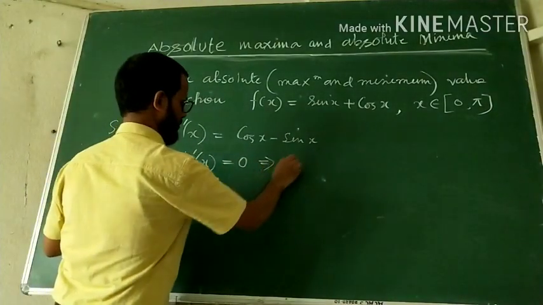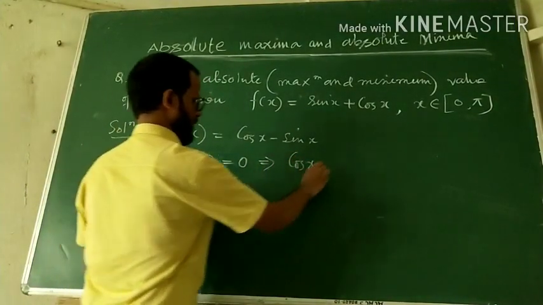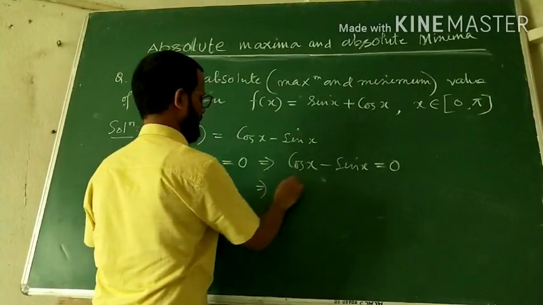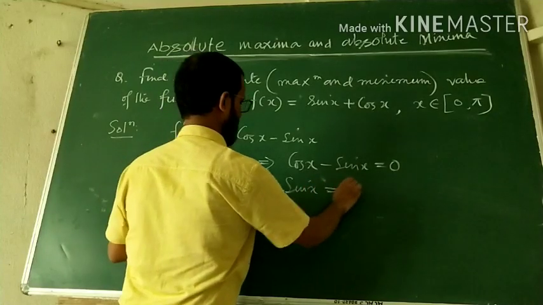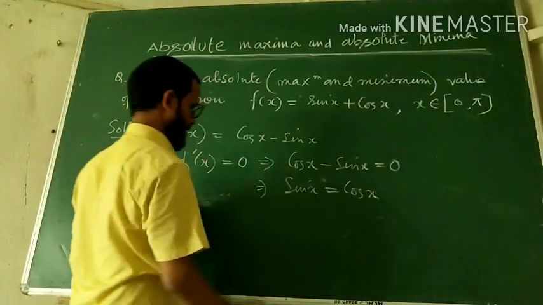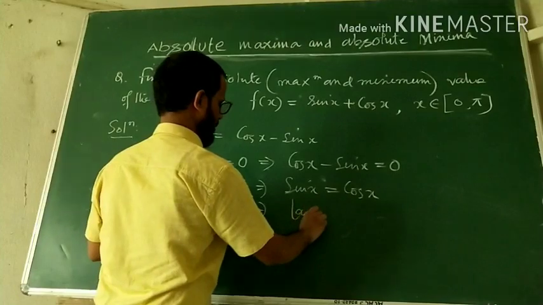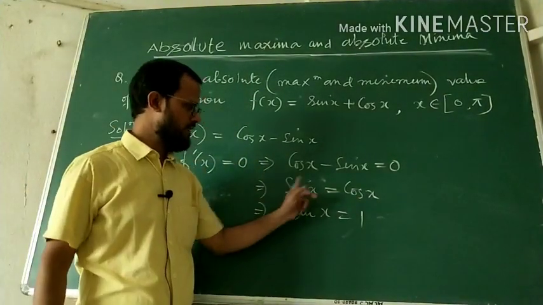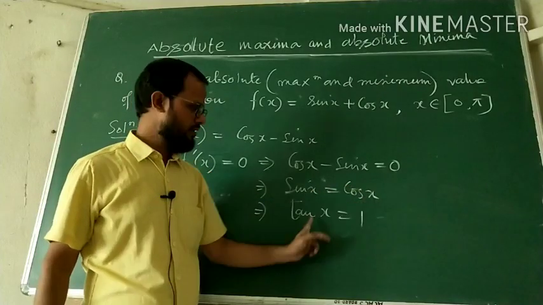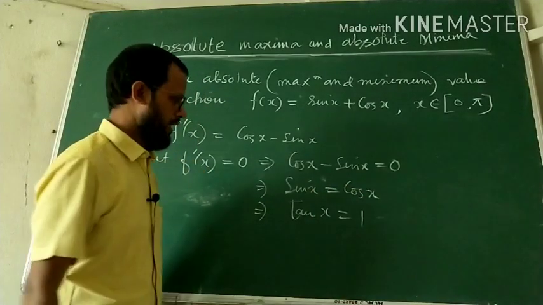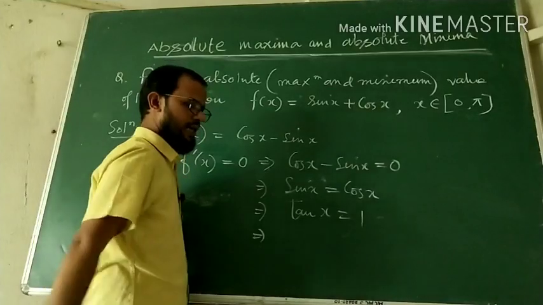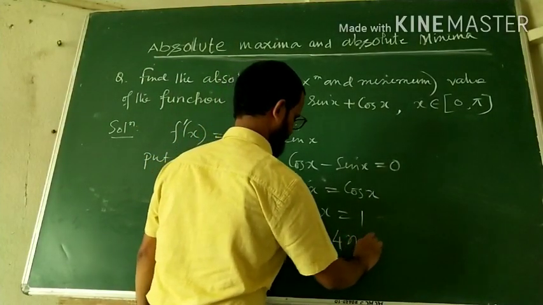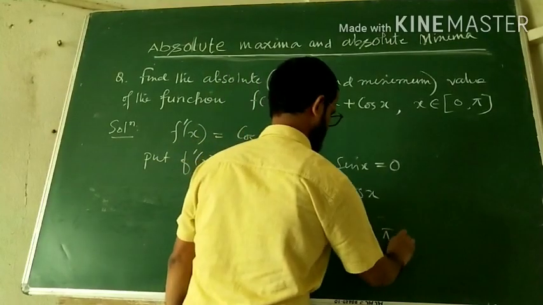f'(x) equal to 0 means cos x minus sin x equal to 0, and from here you can write sin x equal to cos x, and you can write tan x equal to 1. Dividing both sides by cos x, you get sin x by cos x equal to 1, and ultimately tan x equal to 1. And you know tan x equal to 1 has a general solution. It is x equal to (4n plus 1) times pi by 4.